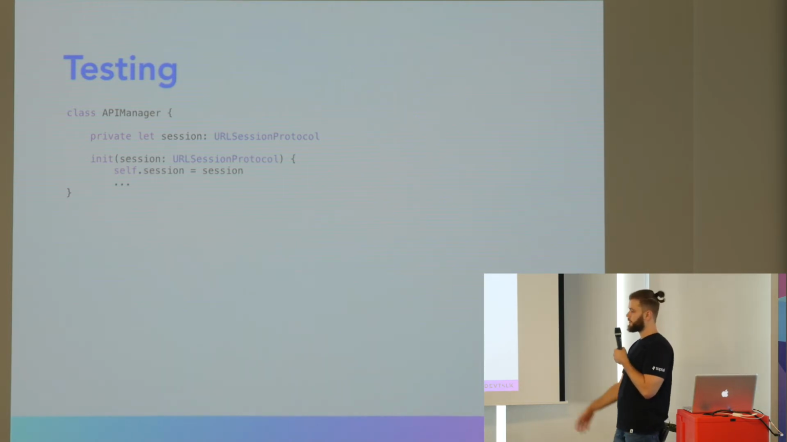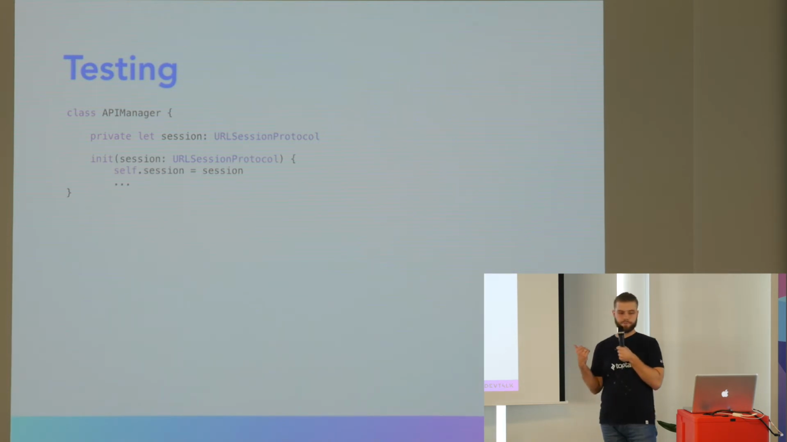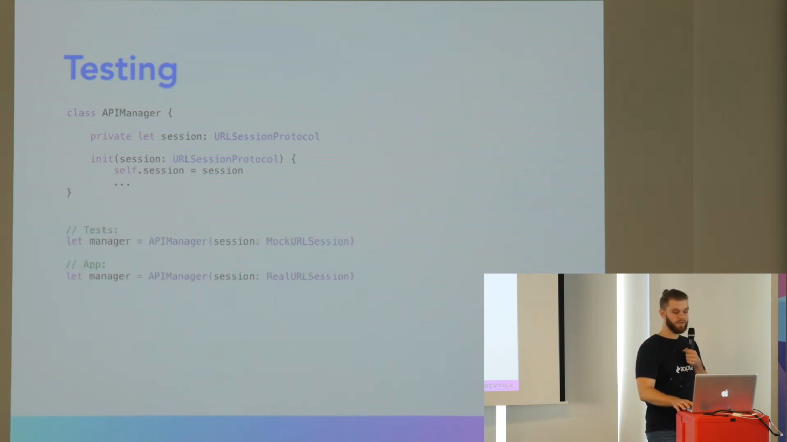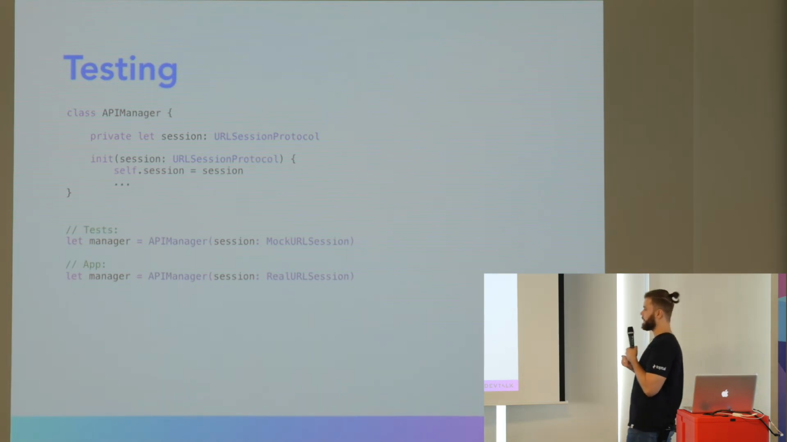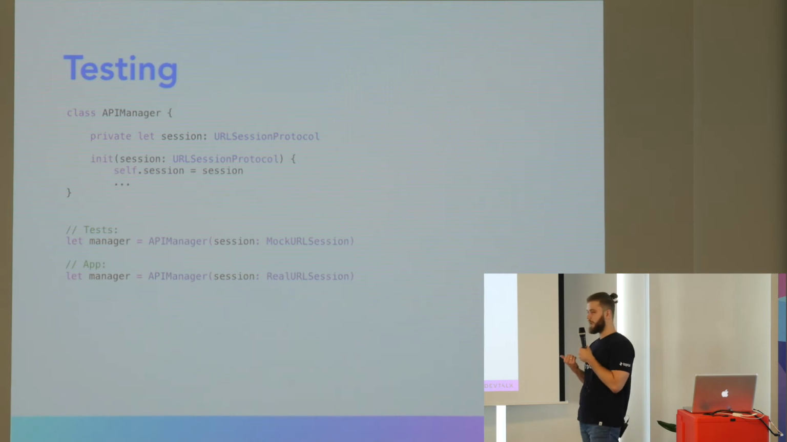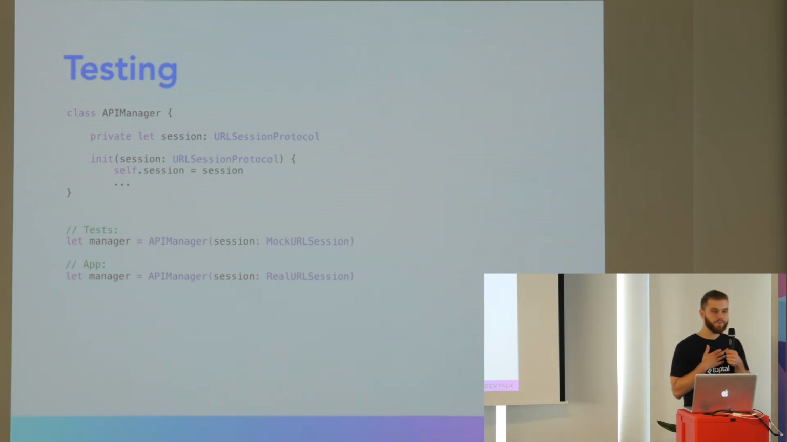So you inject your session, you don't build it inside your API class, and you store it as a local variable. And after this, you can do the following code in tests and in app. So if you have a test API manager, you just inject mock URL session. If you're working in your real app, you inject real URL session. If you do it manually, you're going to have a bad time.